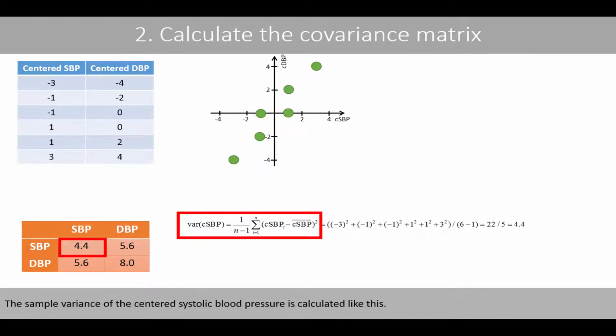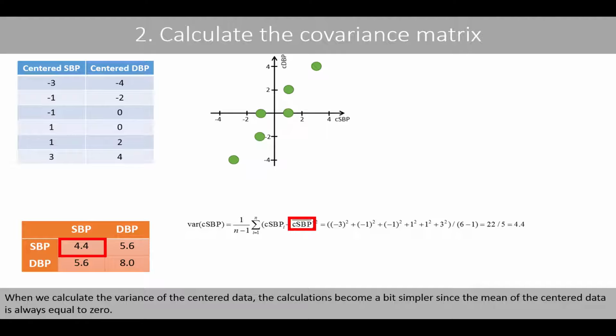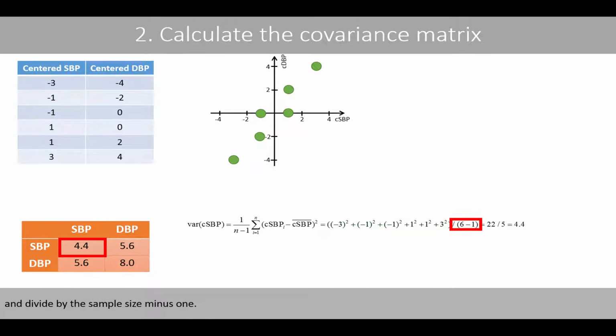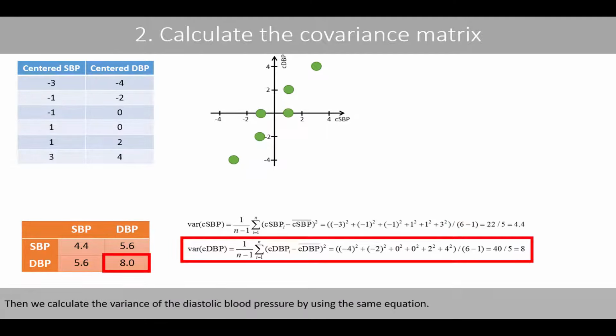The sample variance of the centered systolic blood pressure is calculated like this. When we calculate the variance of the centered data, the calculations become a bit simpler since the mean of the centered data is always equal to 0. To calculate the sample variance of the centered data, we therefore simply sum the squared values and divide by the sample size minus 1. Then we calculate the variance of the diastolic blood pressure by using the same equation.